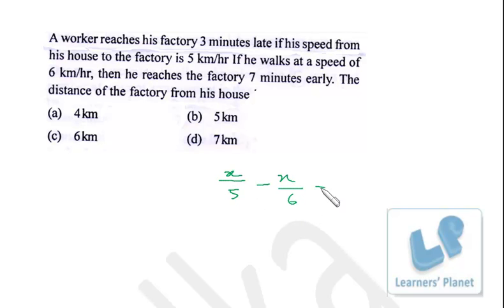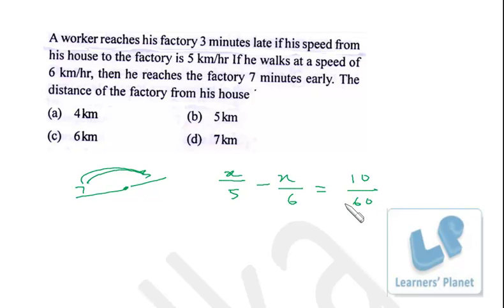So the difference between the two times is, in this case he is 3 minutes late, and in this case he is 7 minutes early. So 7 minutes early and 3 minutes late. So the mutual difference is actually 10 minutes. Okay, suppose this is the normal time. 7 minutes early and 3 minutes late. So the mutual difference between these two is 10 minutes.